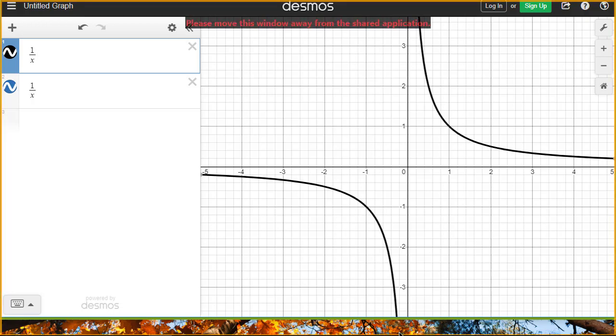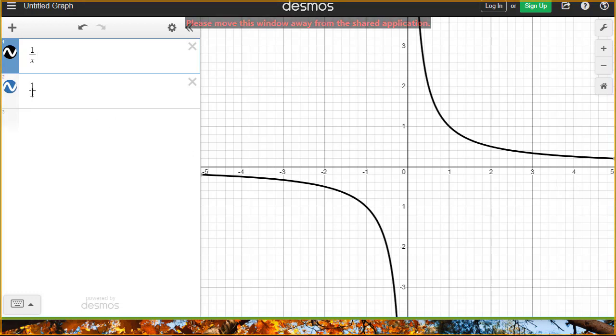Good job, right? And then we know also that our value, we can never get this to equal 0. 1 over nothing is never going to give us 0. So we also know we have a horizontal asymptote as well. So we got a vertical one and a horizontal one.